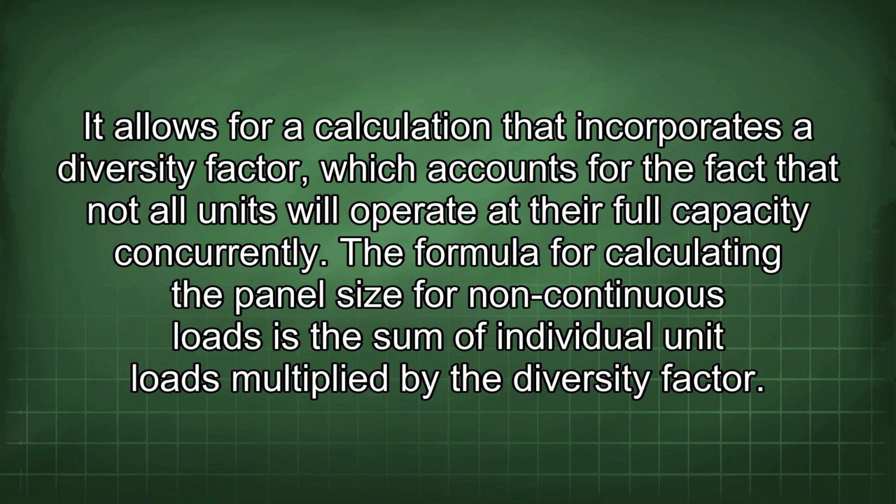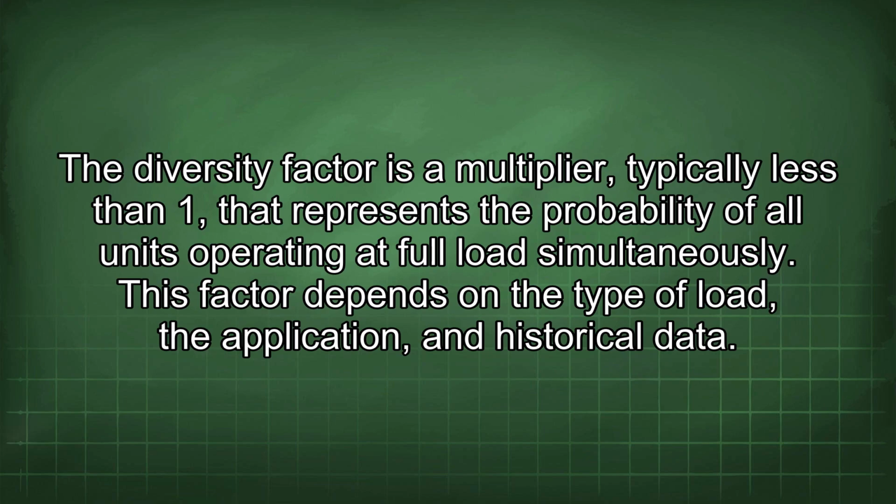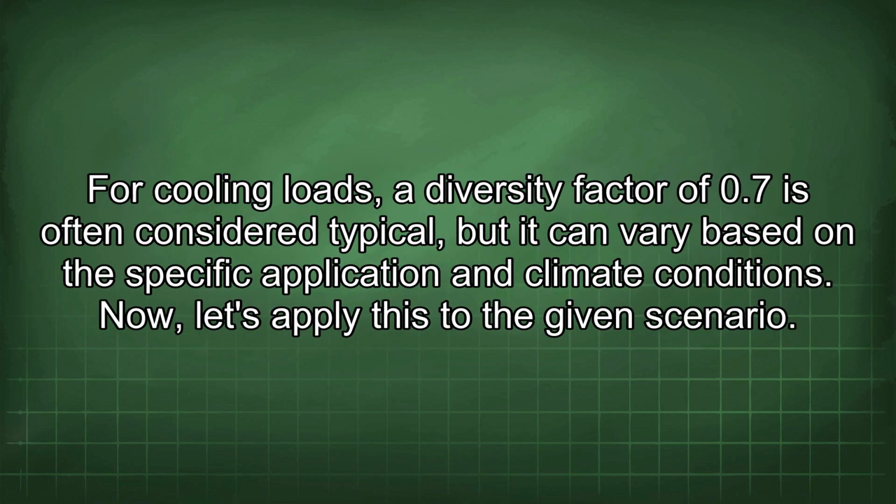The formula for calculating the panel size for non-continuous loads is the sum of individual unit loads multiplied by the diversity factor. The diversity factor is a multiplier, typically less than 1, that represents the probability of all units operating at full load simultaneously. This factor depends on the type of load, the application, and historical data. For cooling loads, a diversity factor of 0.7 is often considered typical, but it can vary based on the specific application and climate conditions. Now let's apply this to the given scenario.